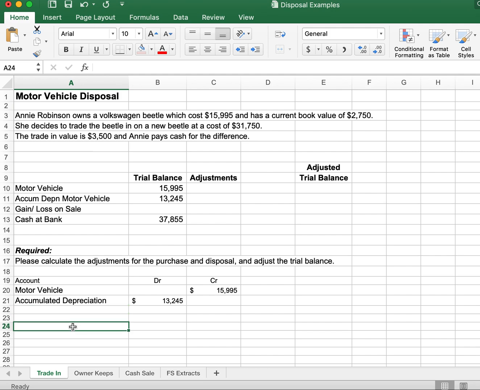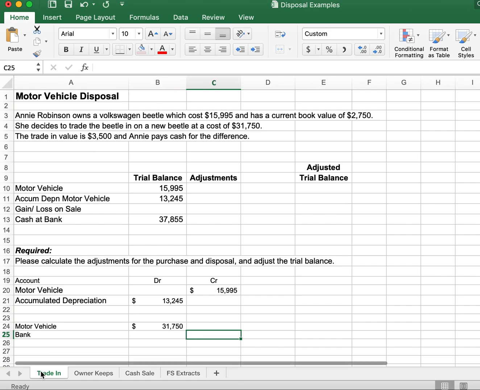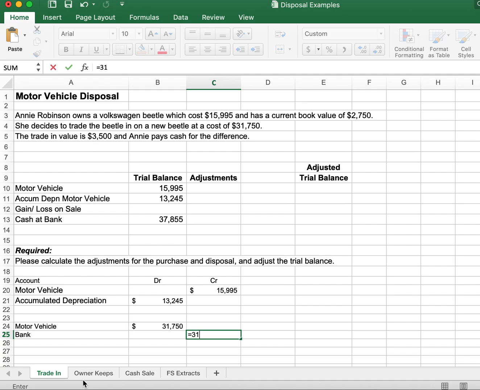What we also know is that we've acquired another asset. In other words, we've increased assets, and we've got another asset for 31,750. We also had to pay the difference between the trade-in and the new motor vehicle in cash, so that was money coming out of the bank. It will equal the amount the vehicle cost less what we got for the trade-in. That would have been the amount that came out of the bank.